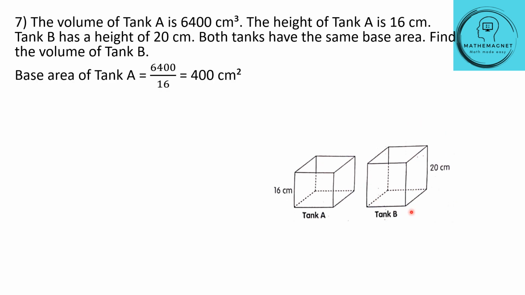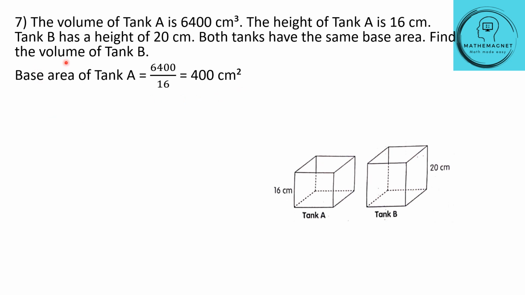So to begin with, let us find the base area of tank A, because we know the volume of tank A is 6400 centimeter cube and the height is 16 centimeters. So base area of tank A will be 6400 divided by 16, which is equal to 400 centimeters square.